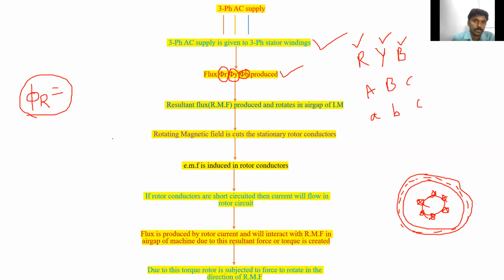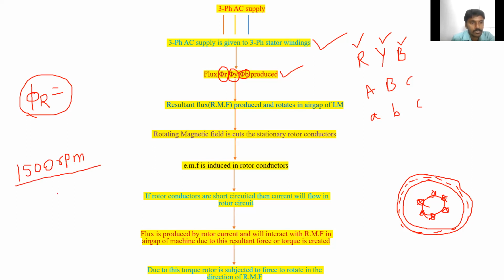So from these three fluxes, we are getting the one resultant flux. It will have some magnitude, and this resultant flux rotates in the air gap of the machine. Is it clear? So what is it called? This is called a rotating magnetic field. So it is rotating in the air gap with a speed of, for example, 1500 RPM.